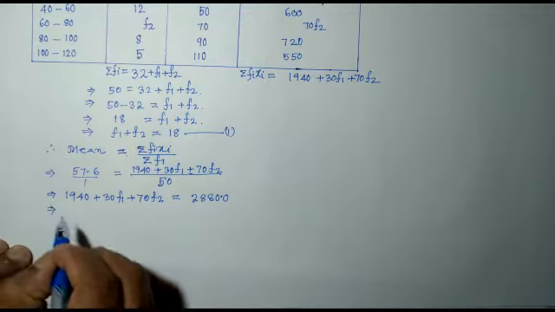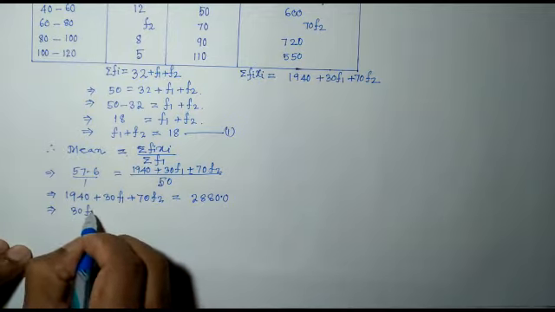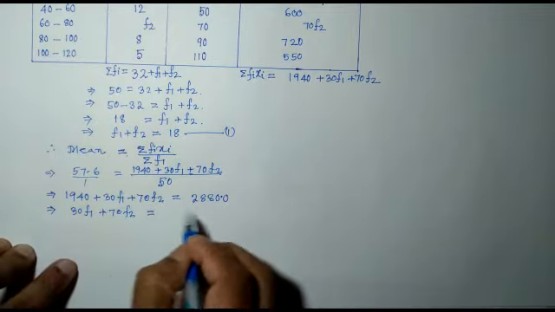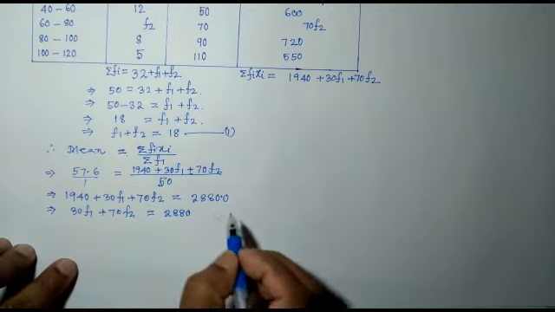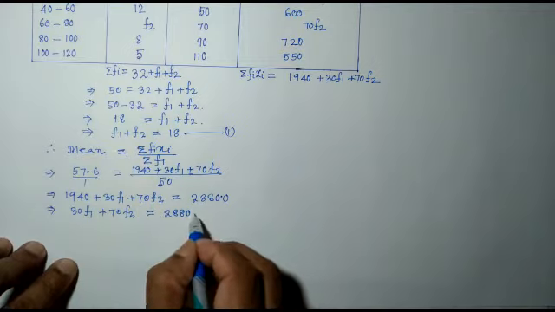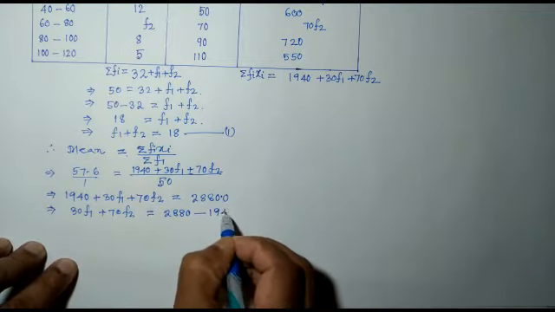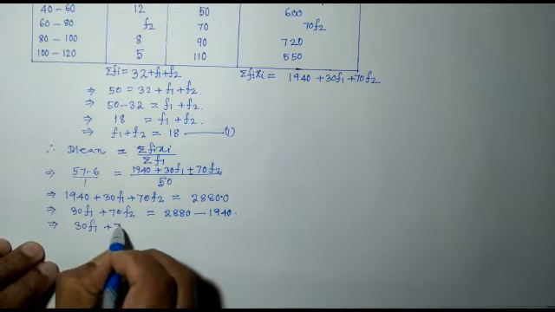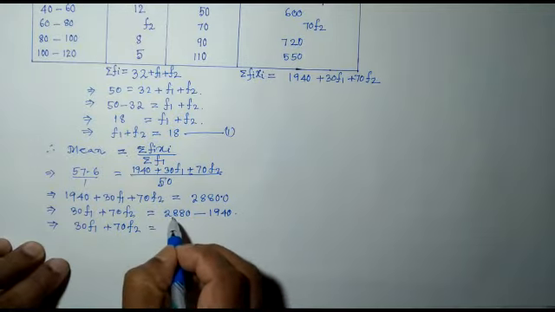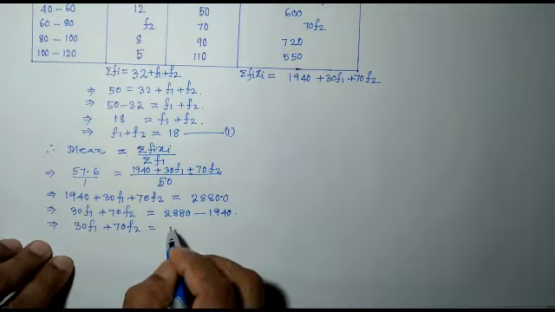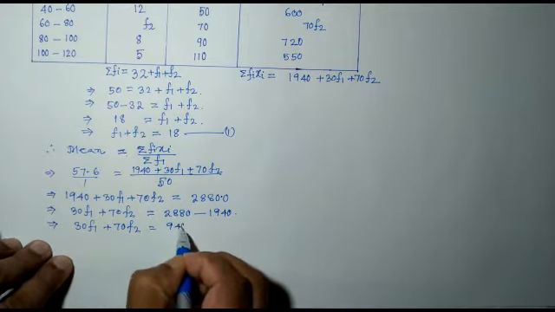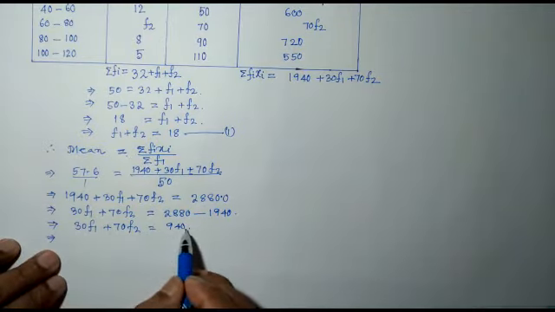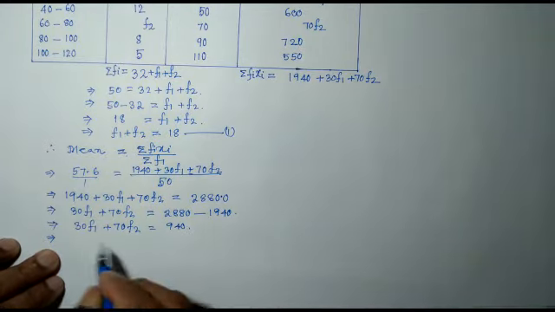And now we give 30 f1 plus 70 f2 is equal to, keep it on the left side, 2880. 0.0 no value, we write like this. Then take 1940 to the right side, it will be minus 1940. So 30 f1 plus 70 f2 is equal to 2880 minus 1940, it will be 940. And see, now we can do one thing, divide all the terms by 10. See, all the terms we can divide by 10. So let us divide them by 10.